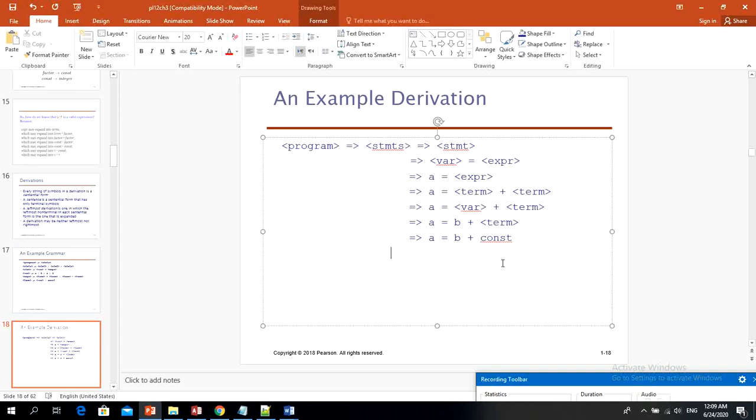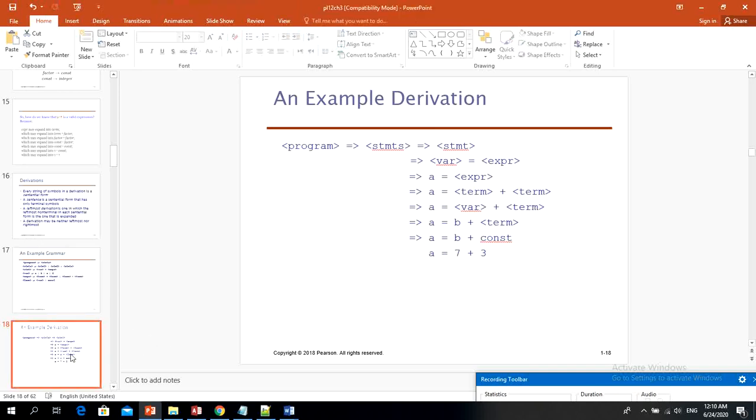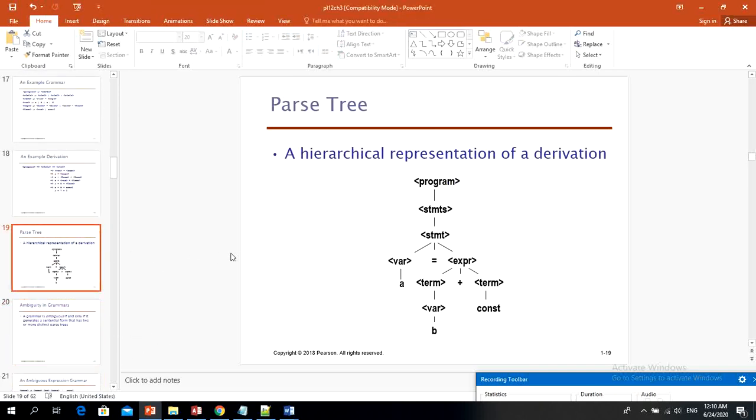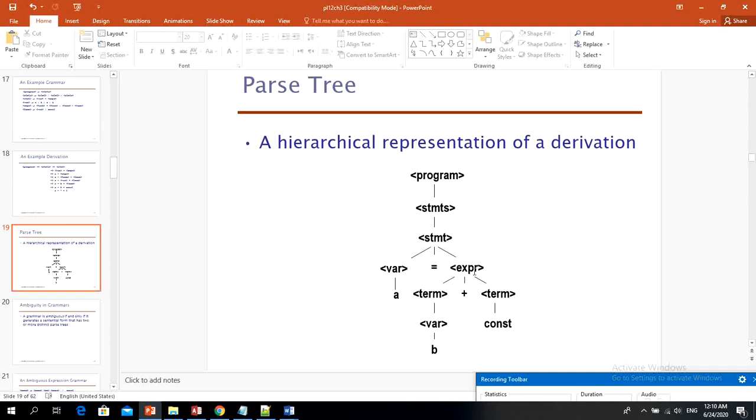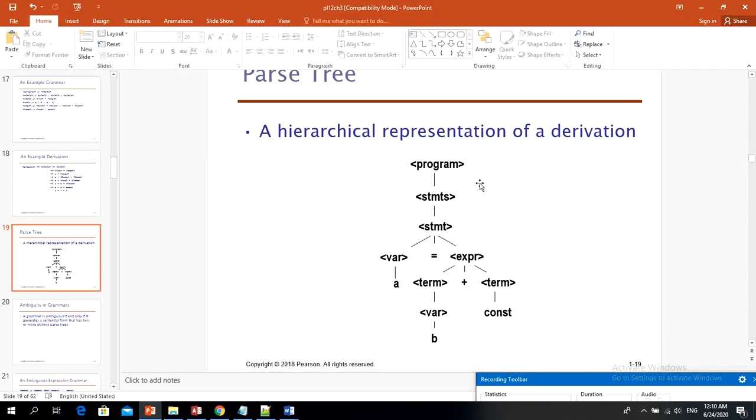A equal 7 plus 3. So this is a valid expression under this rule that we used right here. If we would like to represent this rule or grammar as a parse tree: a parse tree is a hierarchical representation of a derivation. So it is a hierarchy that explains the representation of this derivation.